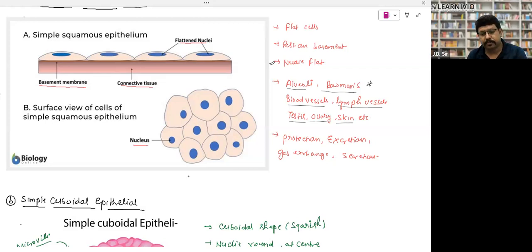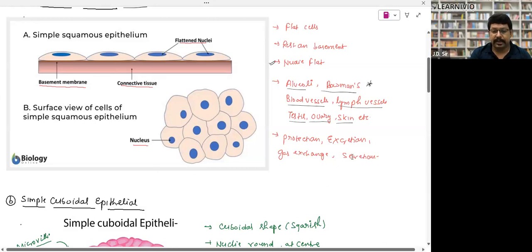Clear? What is their function? Protection, excretion, exchange of gases. So they are flat kind of.